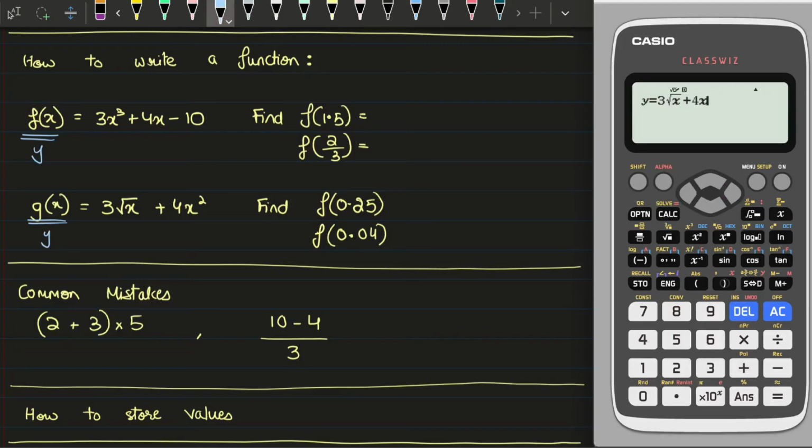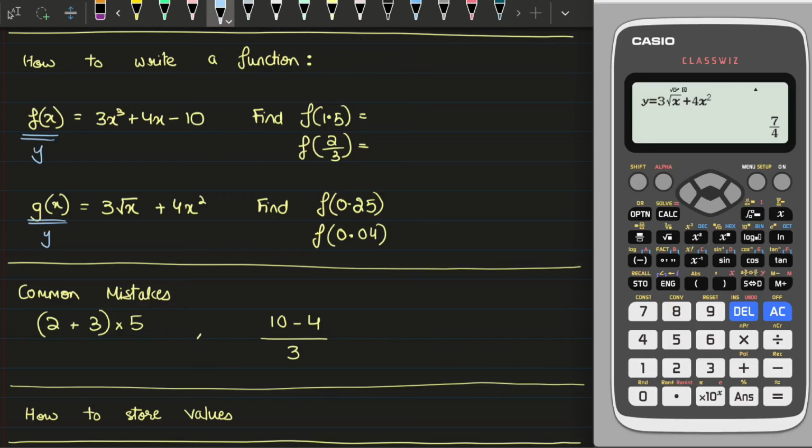So we put in 4x squared, and then you want to figure out the value of the function at x equals 0.25. Whatever the value inside the brackets, that's the value of x. So you press the calc button again, you get 0.25, and then you press equals to set the value of x. You press equals again, and you get the answer 7 over 4. That's the value of the function g at x equals 0.25.